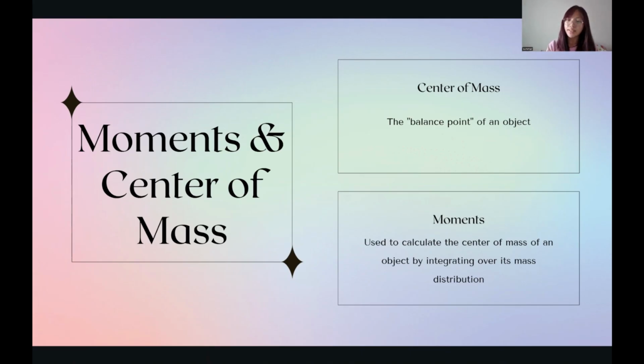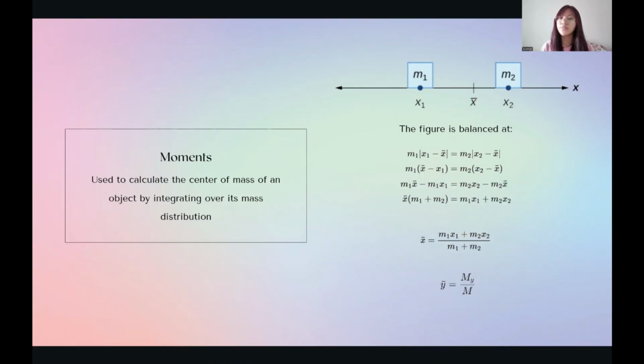Now, in order to find this, we can use moments, which is used in calculus, to calculate the center of mass of an object. And this is done by integrating over its mass distribution. So let's take a look at this figure as an example. This figure is balanced when the mass times the distance of the first object on the left is equal to the mass times the distance of the second object on the right.